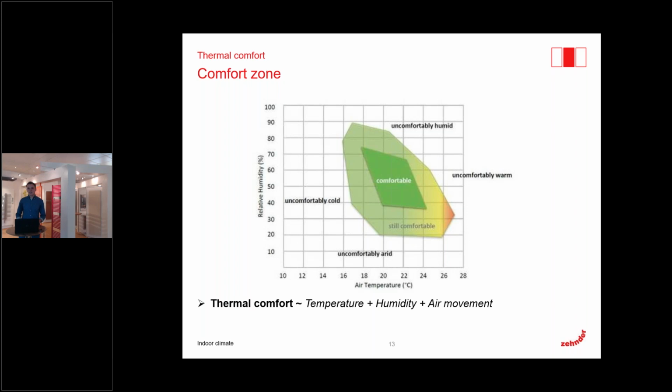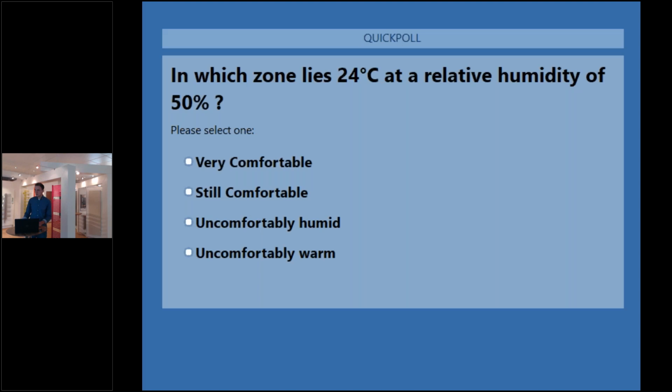Now I want to check if you are still concentrating on the presentation. So I prepared a little poll to see if you understood what I was telling you. So Klaus, please start the poll. And do not hesitate to take a choice. We do not see your names. We just see the total results. So feel free.